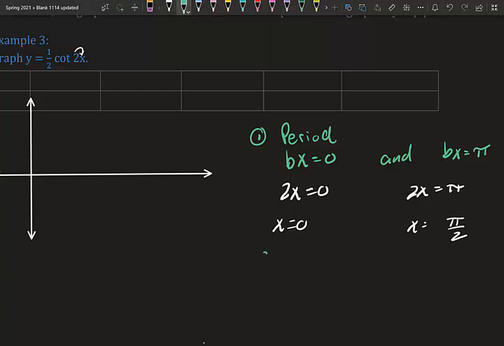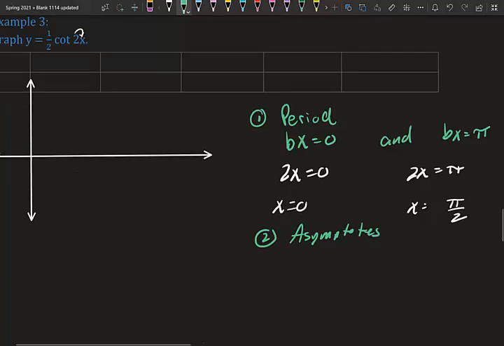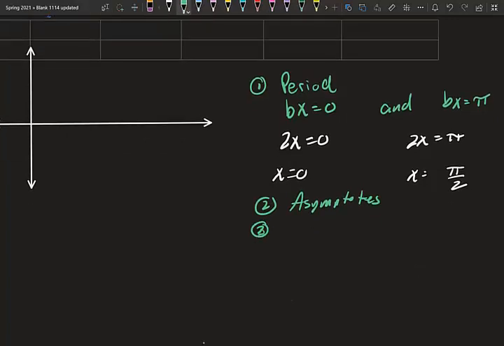Our second step would be to do asymptotes, but I like to do that last. I like to do my asymptotes last. And then our third step is still intervals. So the only thing that is different is how we find our asymptote, the formula to find our asymptote. That's the only thing that's different.